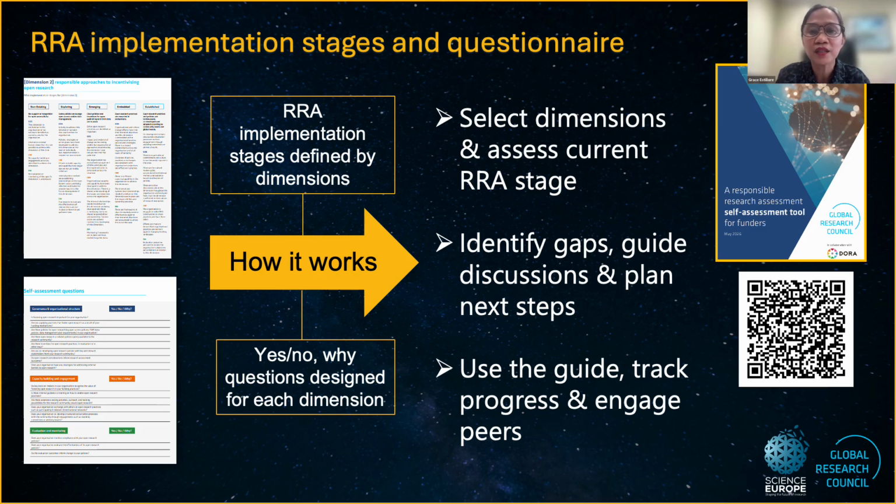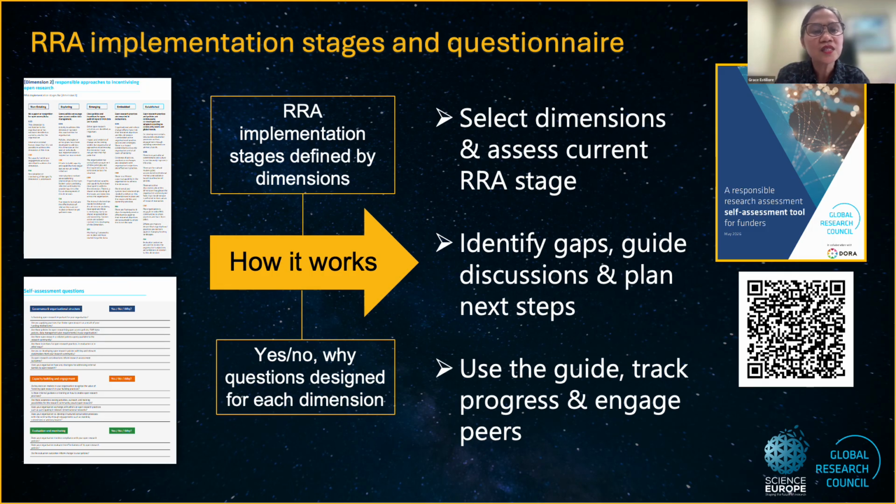So we have about 11 dimensions. And for each dimension, an organization assesses its current stage of implementation from early exploration to more established practice. So these stages help organizations understand not just whether an activity exists, but how embedded and systematic it is.